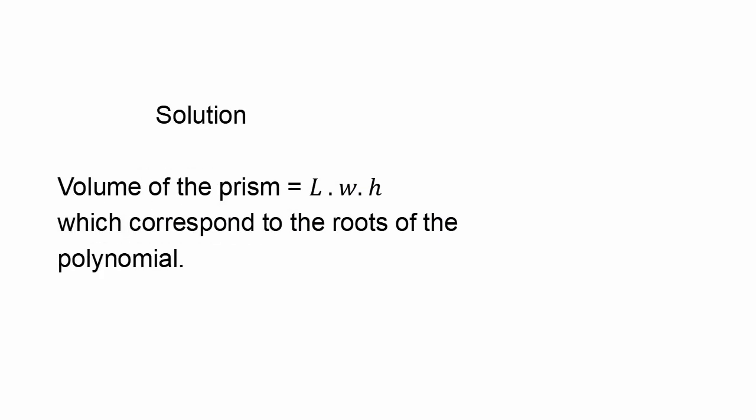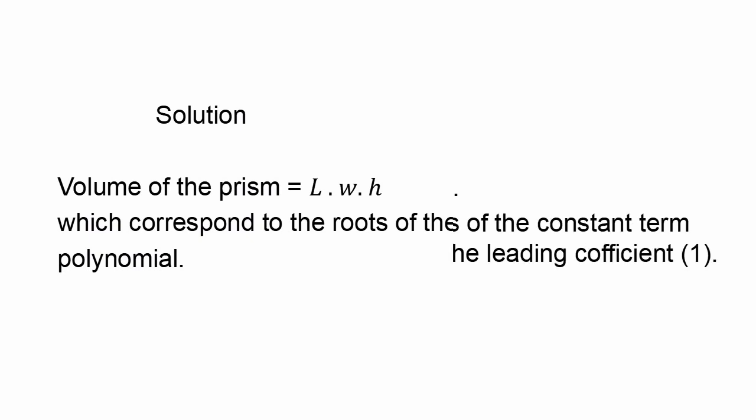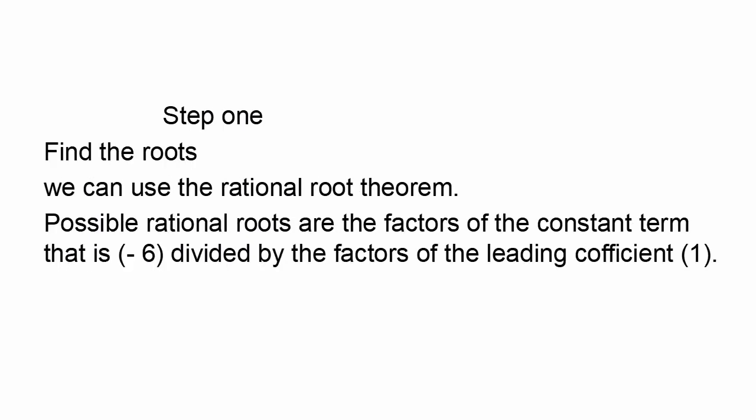Solution. Volume of the prism is equal to length times width times height, which correspond to the roots of the polynomial. Step 1. Find the roots. We can use the rational root theorem. Possible rational roots are the factors of the constant term, that is minus 6, divided by the factors of the leading coefficient, that is 1.